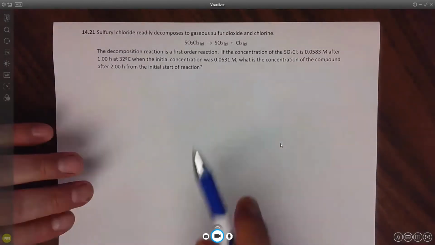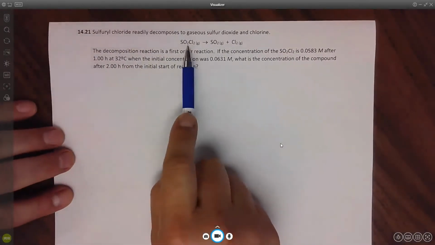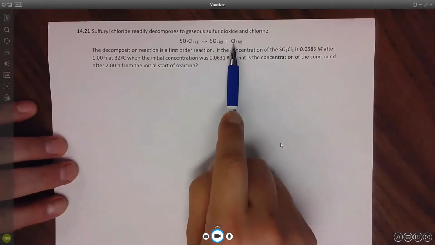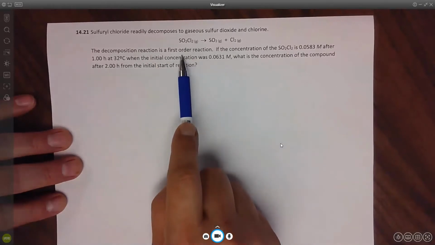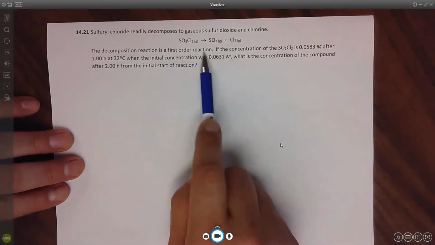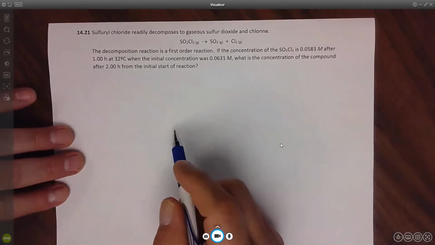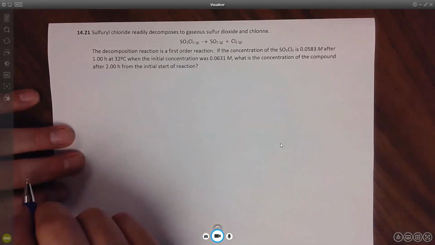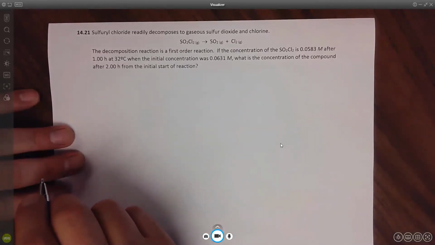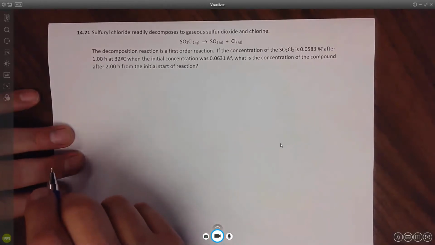Number 21 out of chapter 14. It says sulfuryl chloride decomposes into sulfur dioxide and chlorine gas. The decomposition of the reaction is first order. So that already tells us what the rate law is. What is the rate law? If I tell you that it's first order, what's the rate law?